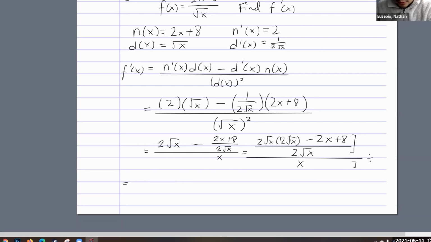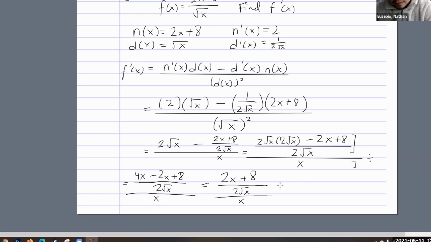So 2 root x times 2 root x should be 4x. 2 times 2 is 4, root x times root x is x. 4x minus 2x plus 8, all over 2 root x, divided by x. So you end up with 2x plus 8 over 2 root x over x. That's going to be fun. 2x plus 8, all over 2x root x.